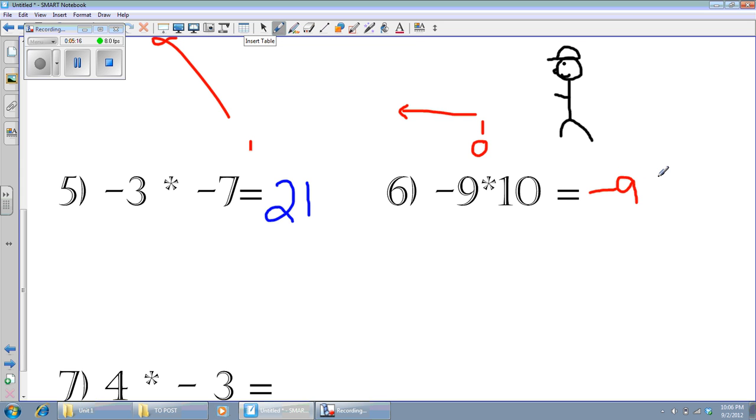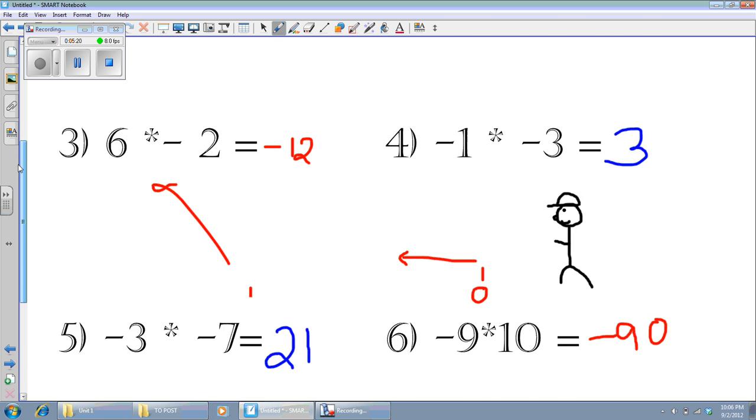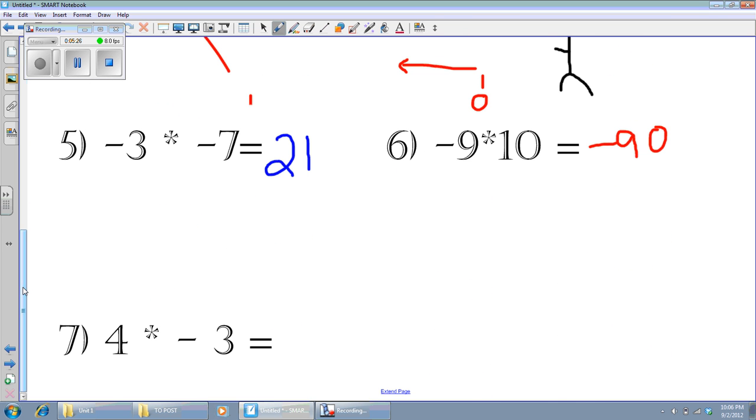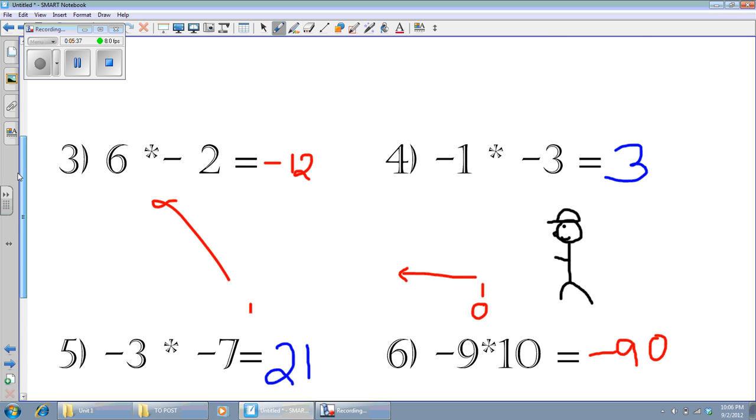Glad I didn't use a number line for that one. How do I know it's going to be a negative 90? Well, it's just like problem number 2, which ended up being negative 20. And finally, problem number 7 is going to end up being negative 12. How do I know? It's just like problem number 3. I had a positive number times a negative.